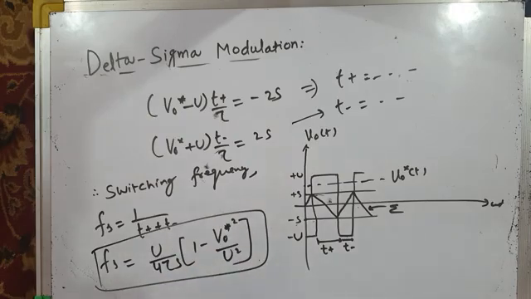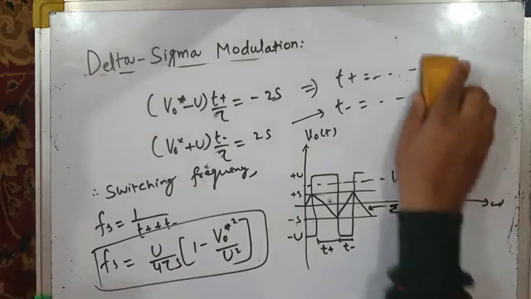And let me tell you that in delta sigma modulation, the switching frequency is not constant. Whereas in sine triangle PWM, which you have studied earlier in module number 2 or module number 3, the switching frequency is constant. But here it's not constant. Switching frequency is variable, just like in hysteresis current control. Here also, switching frequency is variable. So that's all about delta sigma modulation.